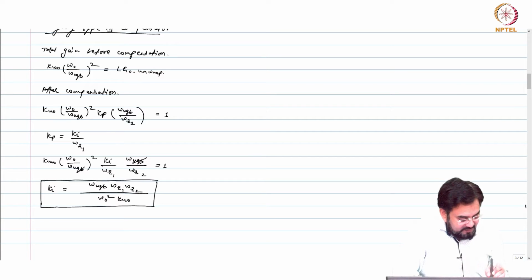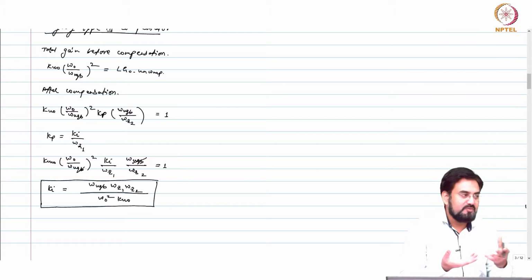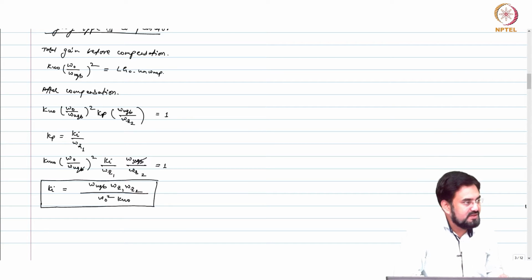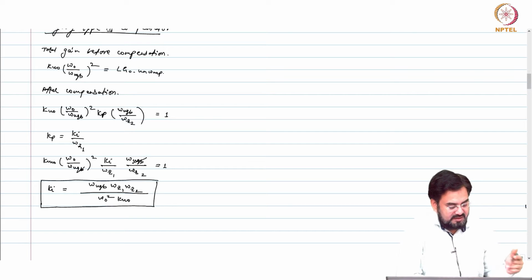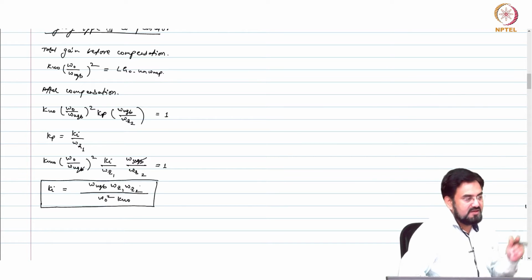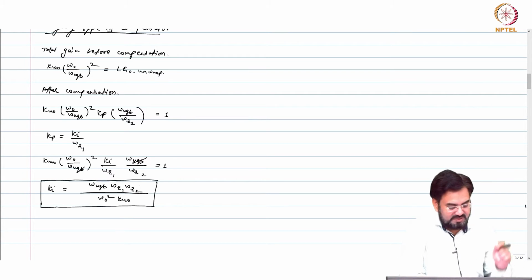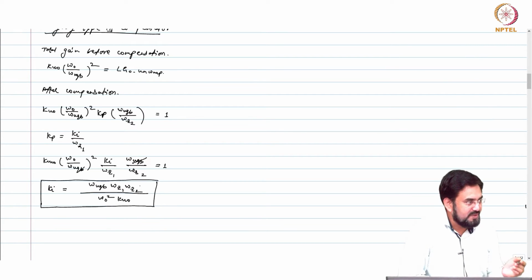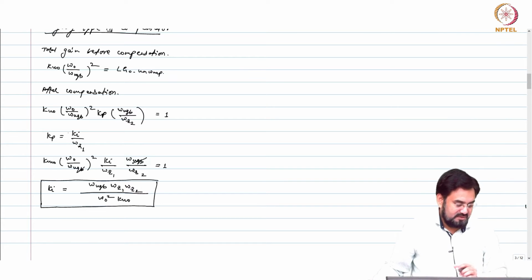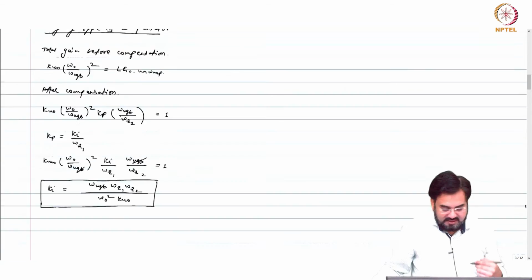Now if I have omega Z1 and omega Z2 both at omega naught, they will cancel out and Ki will be nothing but omega UGB over KU0. If you consider omega Z1 equal to omega naught by 2 and omega Z2 equal to omega naught, then it will be half of omega UGB over KU0. So depending upon how you place omega Z1 and omega Z2, you can find Ki.